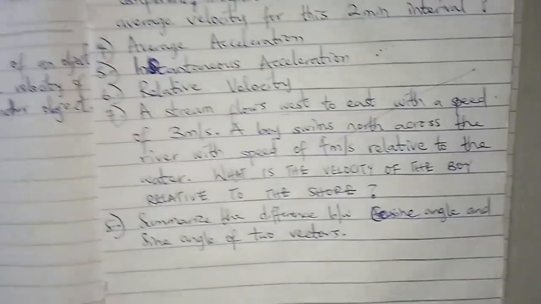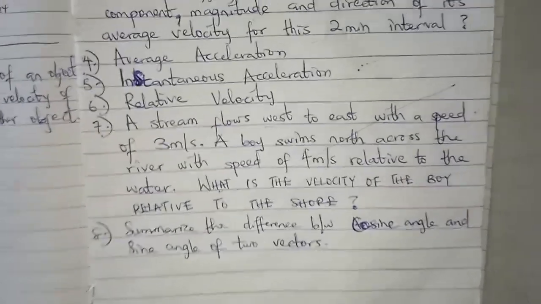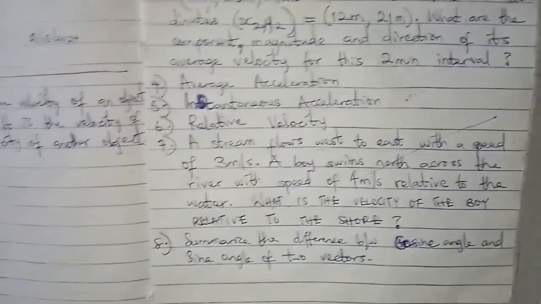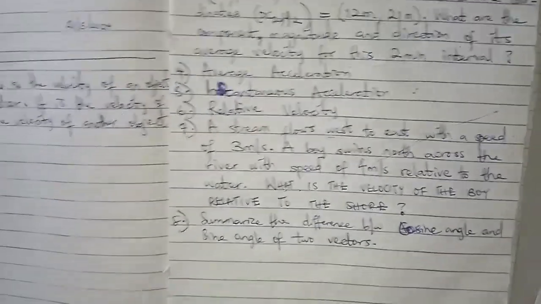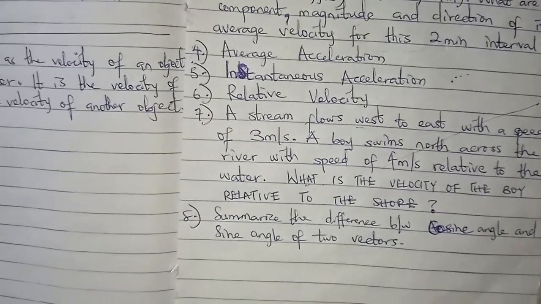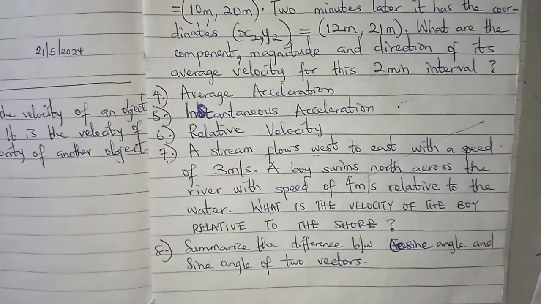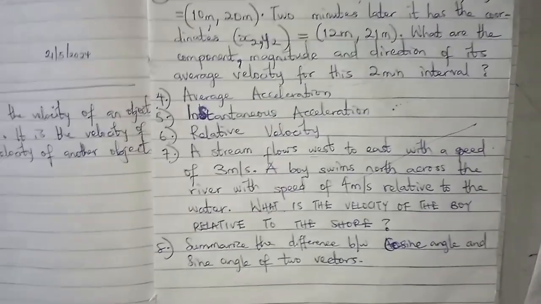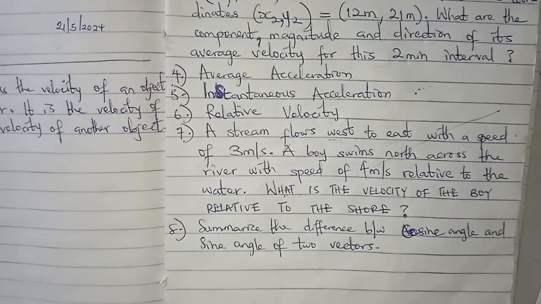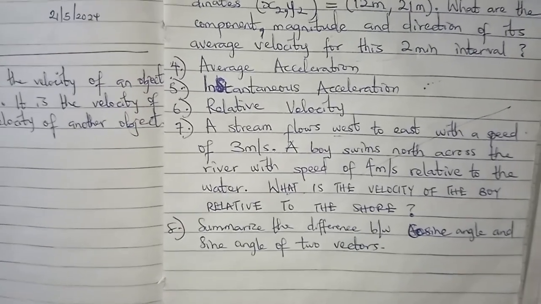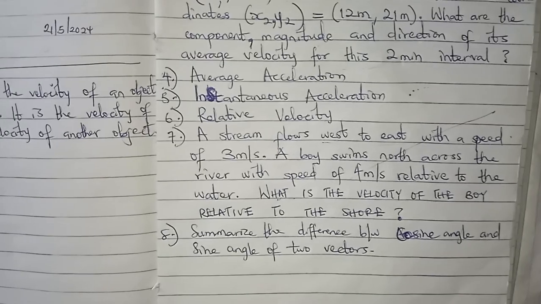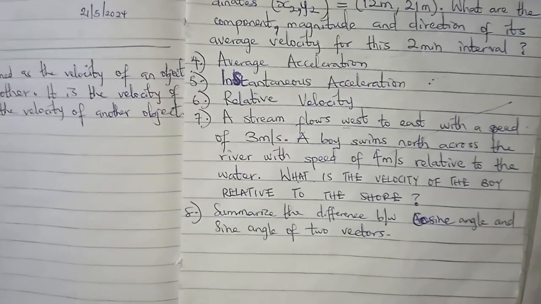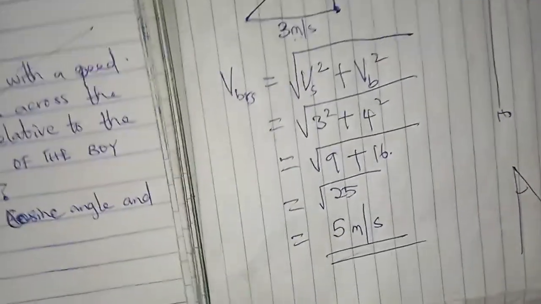Very simple. Did they ask us to find any other thing? Assuming they say find the angle, you know how to find the angle. Once you use Pythagoras to find the resultant, you must use tan theta. Yes, they said, what is the velocity of the boy to the shore? So we've gotten it. That is the velocity of the boy to the shore.